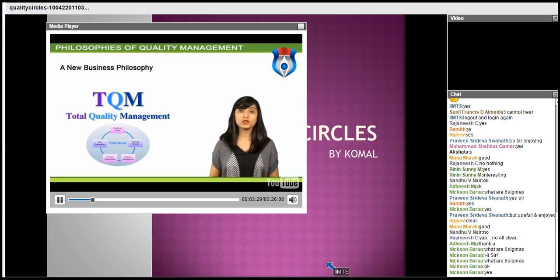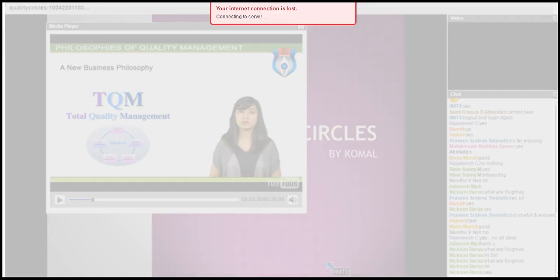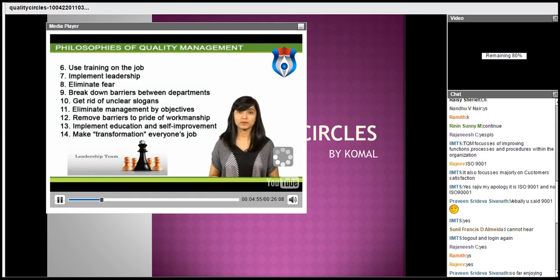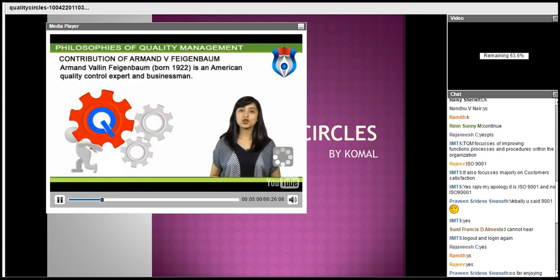We know now that quality needs to be built into every process, with continuous and self-improvement. Make information everyone's job. Let us discuss the contribution of Armand V. Feigenbaum. Armand Wieland Feigenbaum, born 1922, is an American quality control expert and businessman. He devised the concept of total quality control, later known as Total Quality Management (TQM).